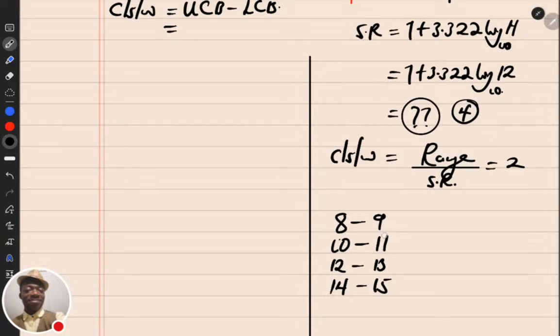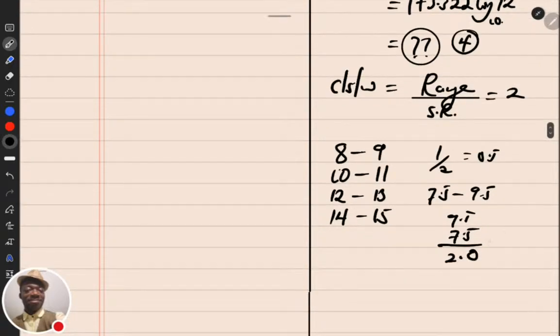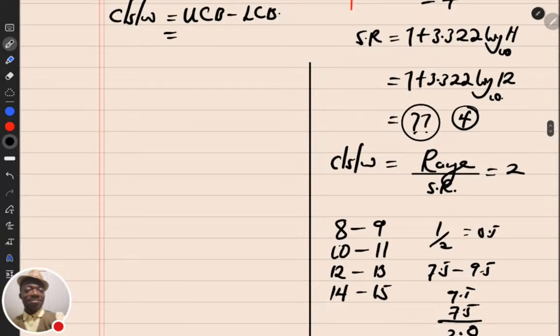So here I want to calculate my class boundary. As usual, 9 from 10 will get 1, divided by 2, get 0.5. So we subtract from here, we'll get 7.5. Then we add to 9, we'll get 9.5. So the difference between 9.5 and 7.5, we're going to get 2. So now you see that when we make the assumption that the class size is 2, you see what we're going to get.